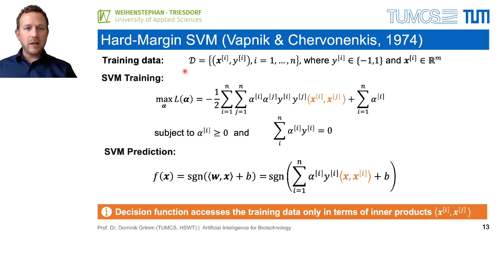To summarize this, the training data is the same as before, just that our labels are -1 and 1. The training is now maximizing the Lagrangian with respect to alpha using this formula here. That's our optimization problem that we'd like to solve, subject to alpha i greater or equal to 0, and that this sum is 0. And then we can also do predictions independently of w by only knowing the support vectors, alpha i. That's nothing else than this expression. So you could see that we got rid of w by reformulating the optimization problem using Lagrangians.